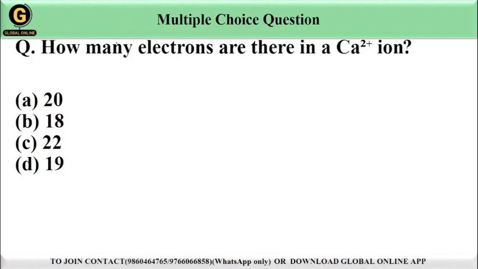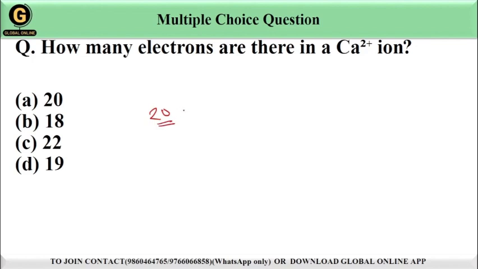Next question is, how many electrons are there in calcium 2+ ion? Options are given. Option A, 20. Option B, 18. Option C, 22. Option D, 19. So students, a neutral calcium atom has 20 electrons since its atomic number is 20.